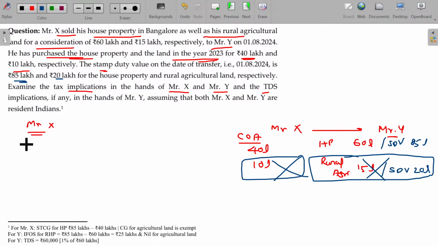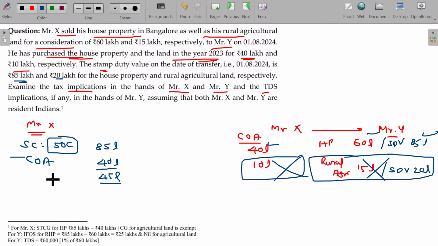For Mr. X, for sale consideration by applying section 50C, stamp duty value or sale consideration, whichever is higher, will be taken. So 85 lakhs minus cost of acquisition for him being 40 lakhs, 45 lakhs is the short term capital gain. While making the payment, the actual payment is 60 lakhs, so 194IA will be applicable.